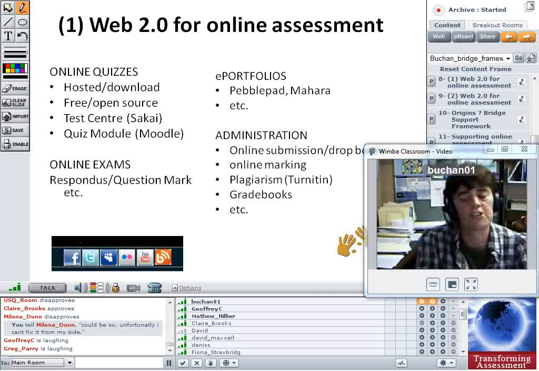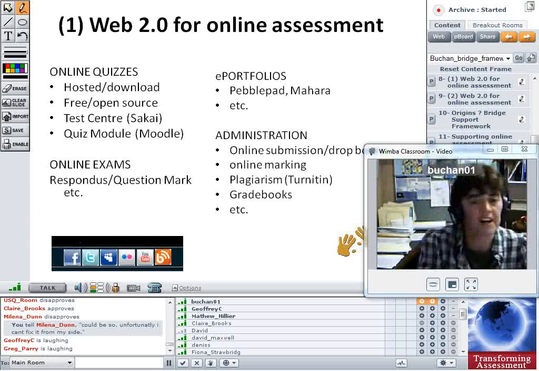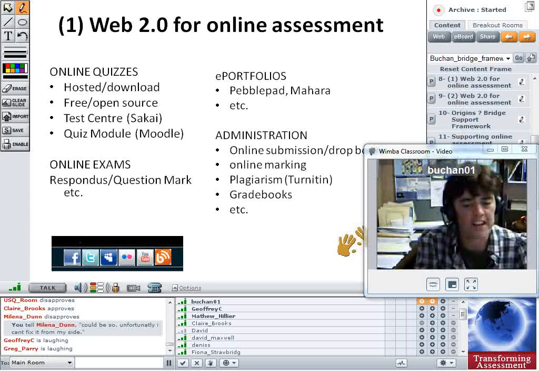A few categories which might help you would be, I guess, online quizzes. We mentioned that. The online quizzes could be things that could be hosted or something that's downloaded, free, open source. Those of you that use Sakai here at CSU, we've got a couple of native tools in there, one of them being Tests and Quizzes. I think a number of your institutions might be using Moodle, and they've got the quiz module. Then you've got online exams, which are, I think, there's probably some open source, but a lot of them are commercial and commercially hosted.